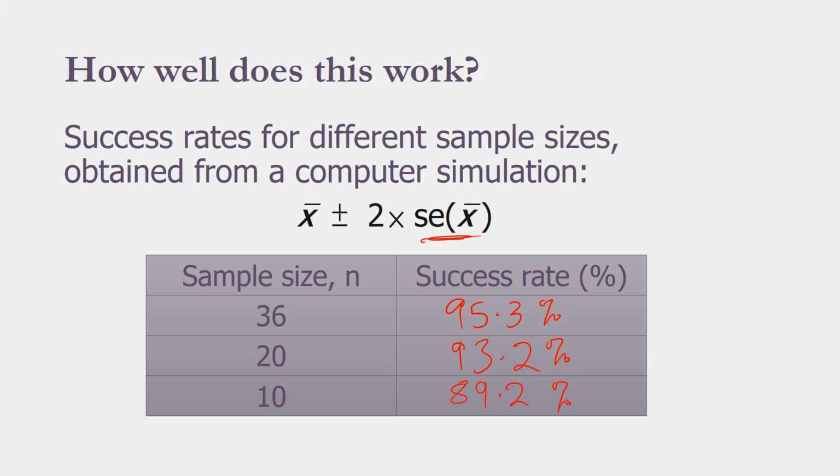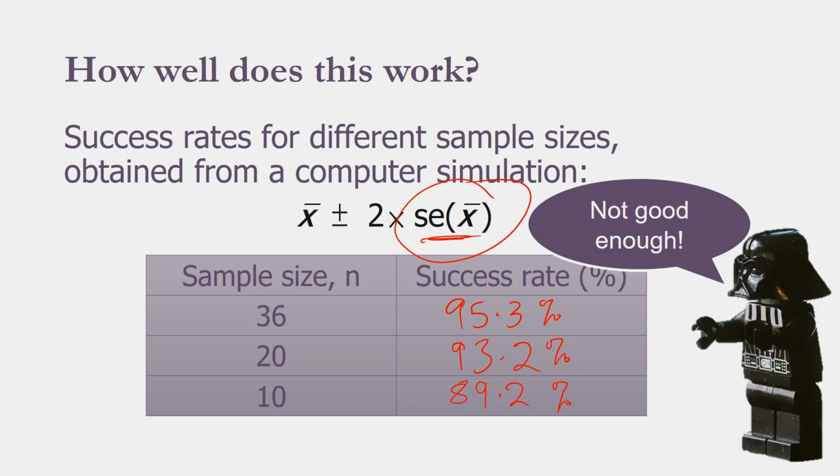So in terms of our success rate, yes, as our sample size got smaller, we made the interval wider and wider because that standard error got bigger and bigger and bigger. So our interval being wider should have still been able to capture that population parameter, but it didn't. And actually these success rates, they're not good enough. And more importantly, they're not consistent enough.